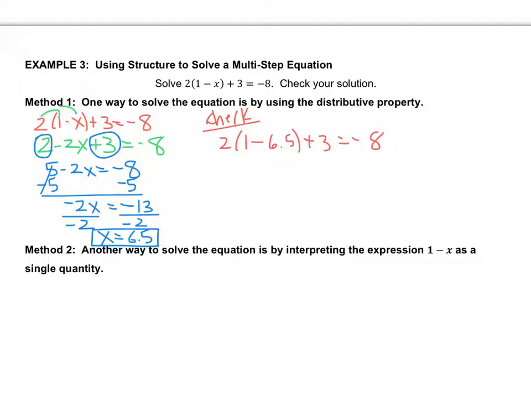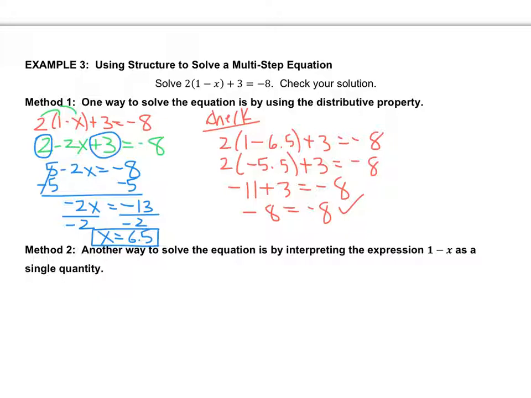Alright, so regular order of operations is in the check, so the first thing I'm going to do is the parentheses. So I get 2 times negative 5.5 plus 3 equals negative 8. And so now that gives me negative 11 plus 3 equals negative 8. And see, it all worked out. We freaked out for nothing. Negative 8 equals negative 8. Alright, that's one way to do it.